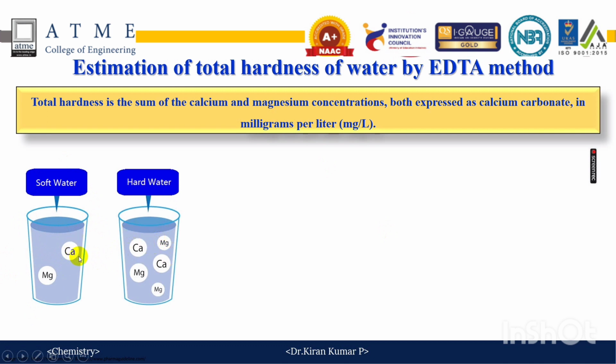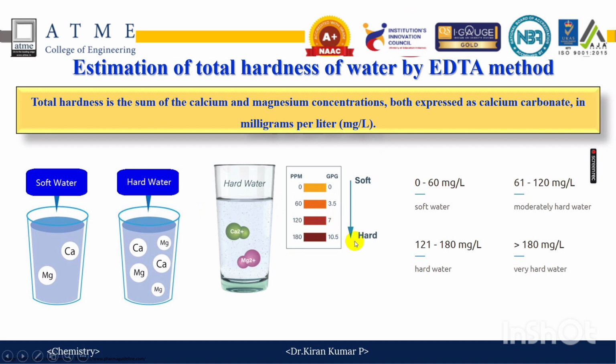The reason for the softness in water is due to lesser ions of calcium and magnesium, whereas the hard water has more calcium and magnesium ions. The calcium and magnesium ions may be in the form of salts of calcium carbonates, chlorides, sulfates, bicarbonates, magnesium carbonates, etc. Hard water, typically above 180 milligrams per liter, is considered very hard water. Similarly, water in the range of 0 to 60 milligrams per liter is considered soft water.